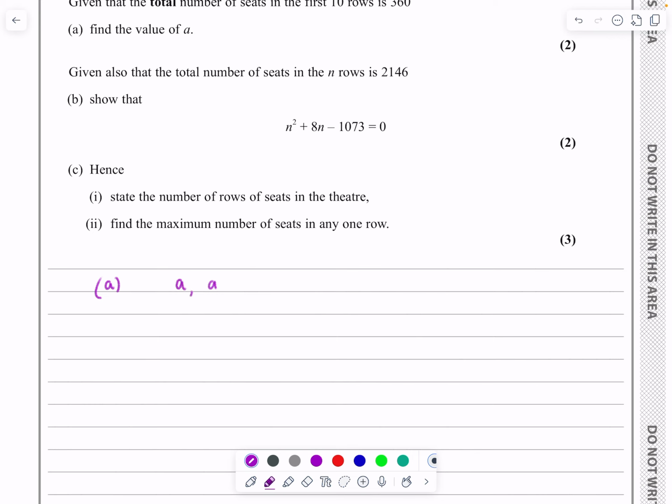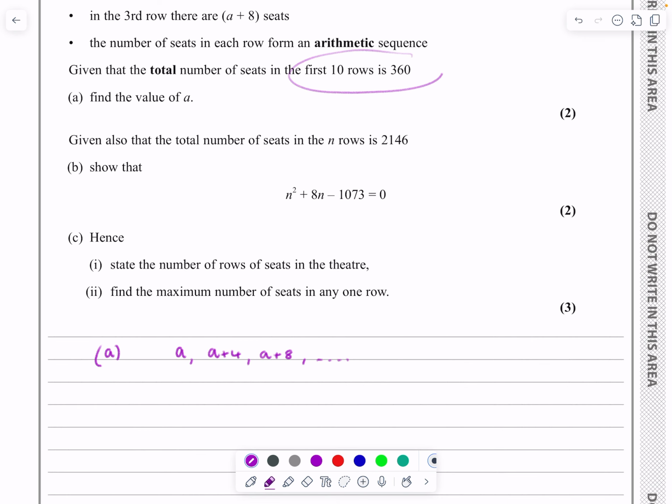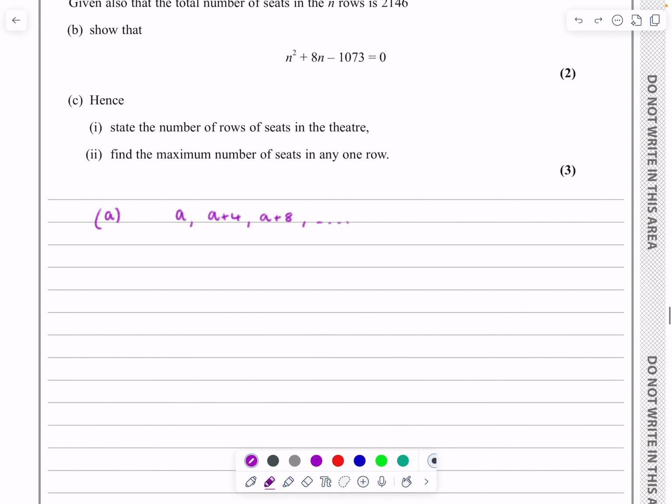So we've got A seats, then A plus 4 seats, then A plus 8 seats. This is an arithmetic sequence, and what they've told me is that the sum of the first 10 rows is 360. So if I think about my arithmetic sequence, I've got a, d, n, and S_n. Well, a, I don't know, that's what I'm looking for. d, the common difference, is 4 each time. n is equal to 10 here. So S_n, which is S_10, is also equal to 360.